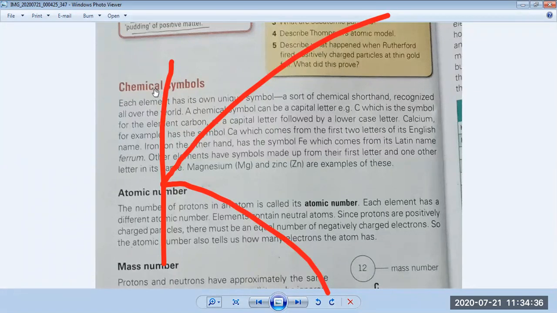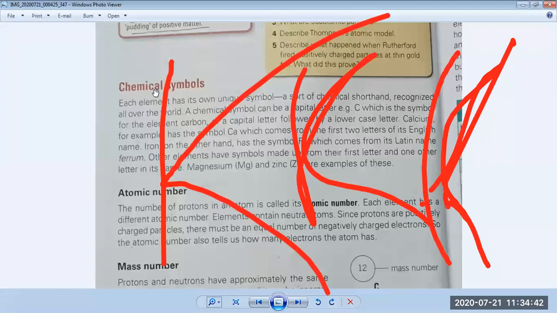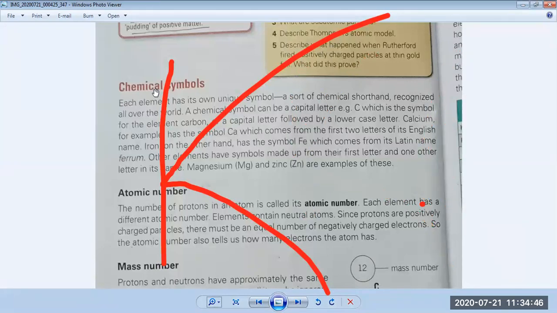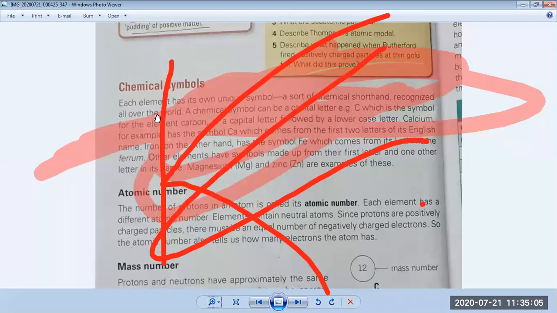For example, when you do mathematics and you want to do addition, you show the plus sign. When you want to do subtraction, you show the sign of subtraction. When you want to do division, you show the sign of division. Like that, each element has its own unique symbol, a sort of chemical shorthand recognized all over the world.